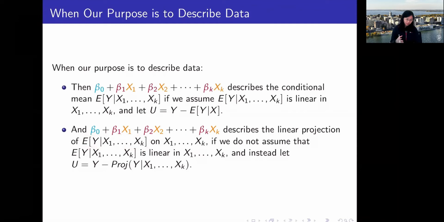And the closeness is measured by the mean squared error, right? The expected value of the square of the difference between the conditional mean function and this linear function. So linear projection is an approximation of the conditional mean when the conditional mean is not linear.